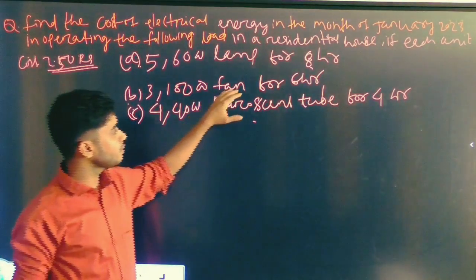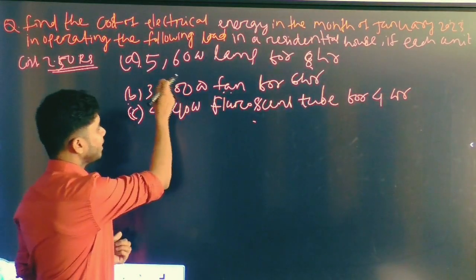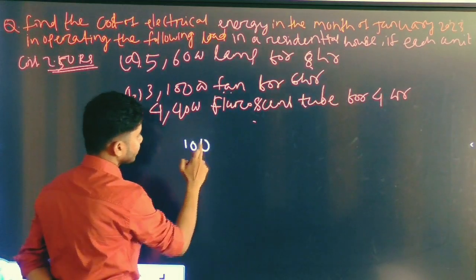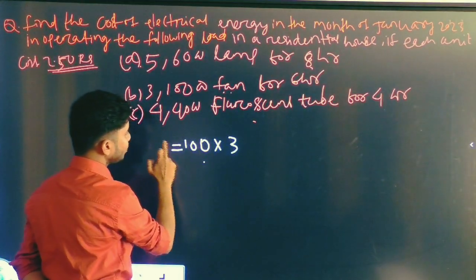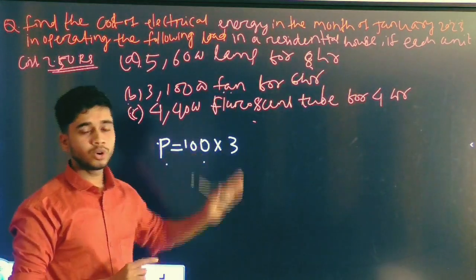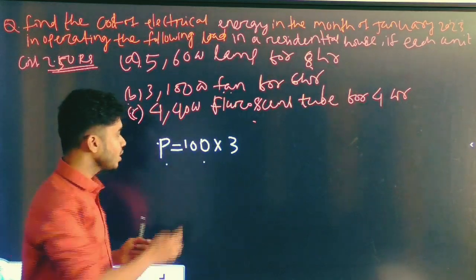Next we are calculating for the fan load. Similar procedure. First we calculate power. The total power is basically 100 into 3. So 100 into 3 is the total power requirement by the fan load. Each fan is 100 watt and there are 3 fans. That means the total power must be 300 watt.